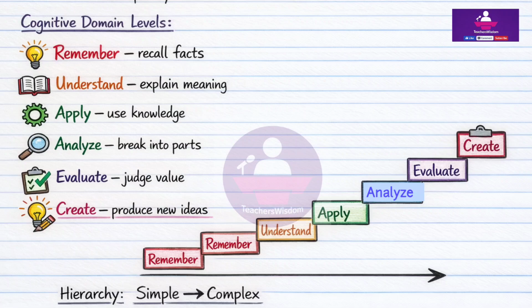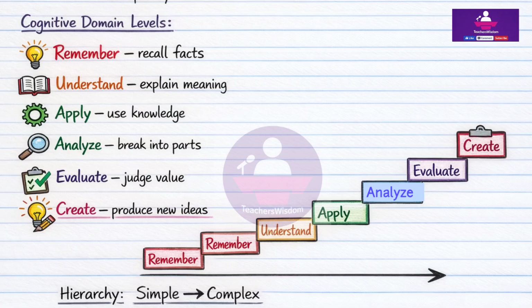Then analyze, which is related with analysis. It means breaking information into parts and relations. Key verbs are analyze, compare, differentiate, and examine. Fifth is evaluate, evaluation. It means making judgment based on criteria. Key verbs are evaluate, judge, criticize, and justify.